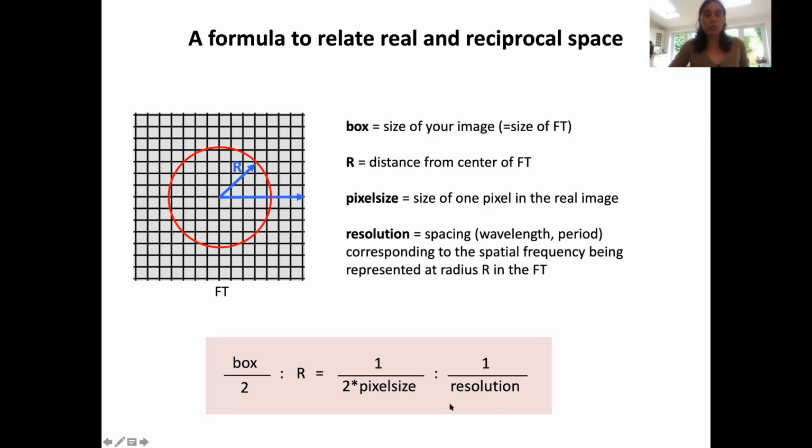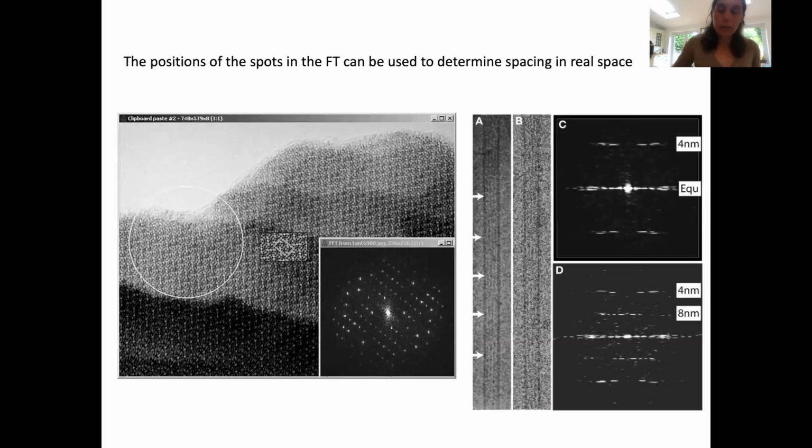Or you could do the opposite. You have a map and you would like to filter it. We will see that later. And you know that you want to filter at a certain resolution. How do you calculate the radius of your filter in Fourier space using this formula? I'll go into this in more detail in the next few slides.